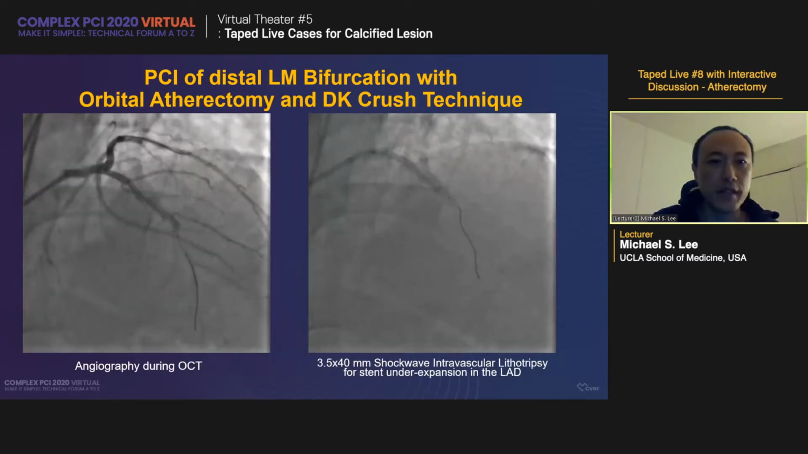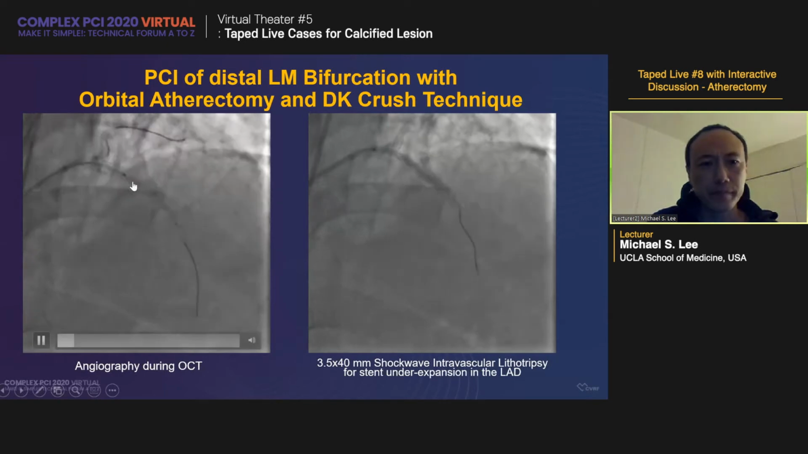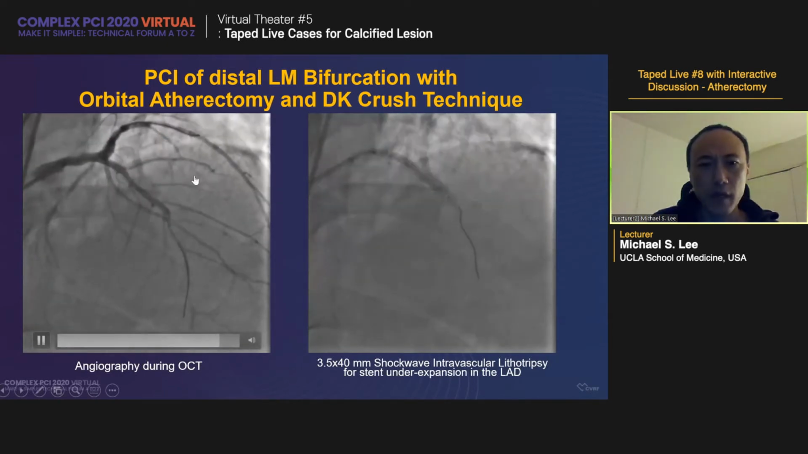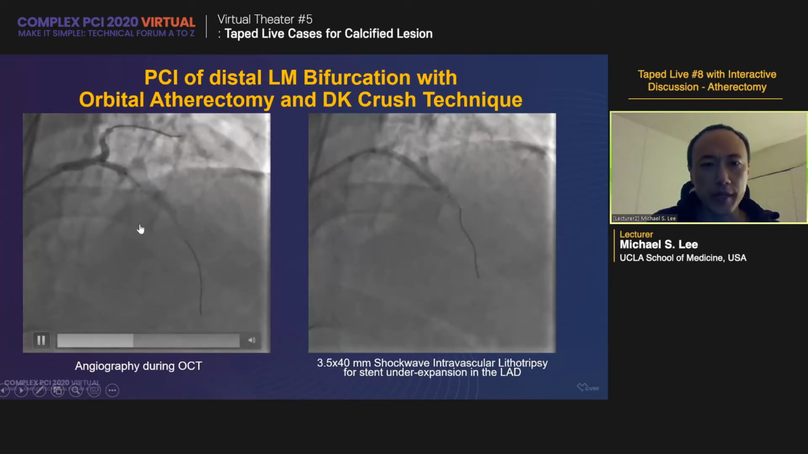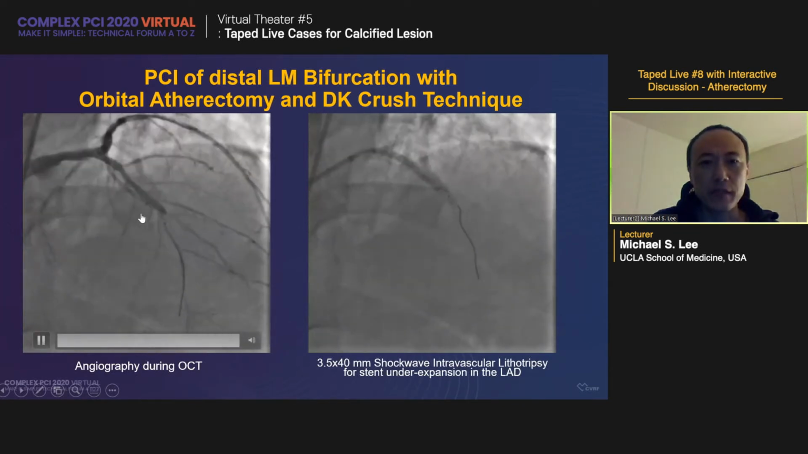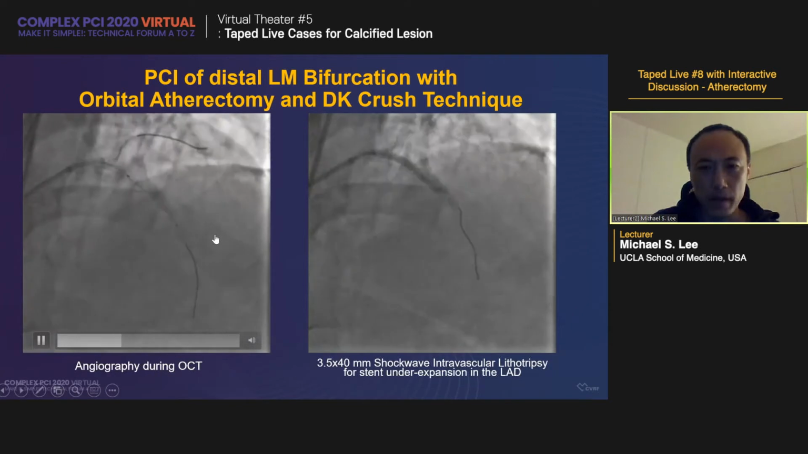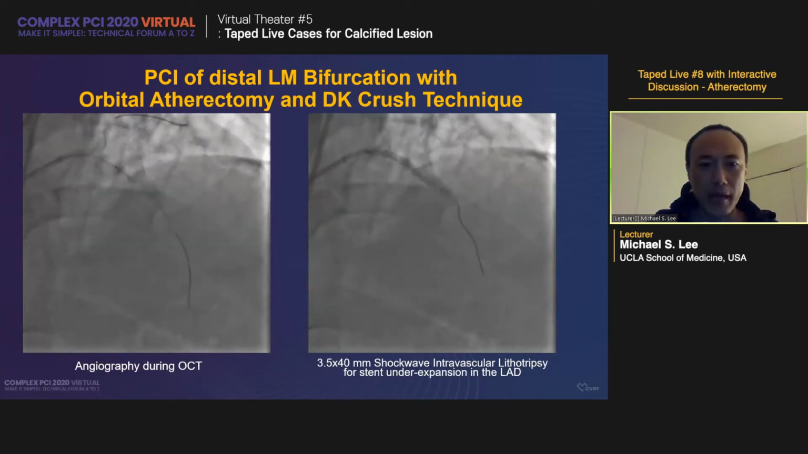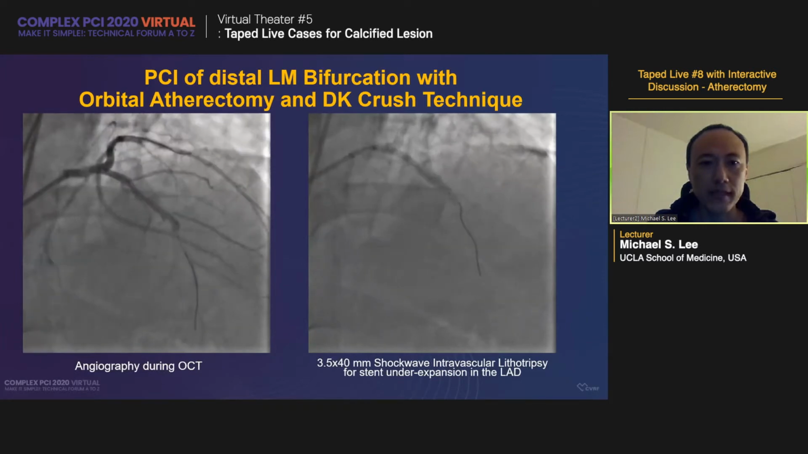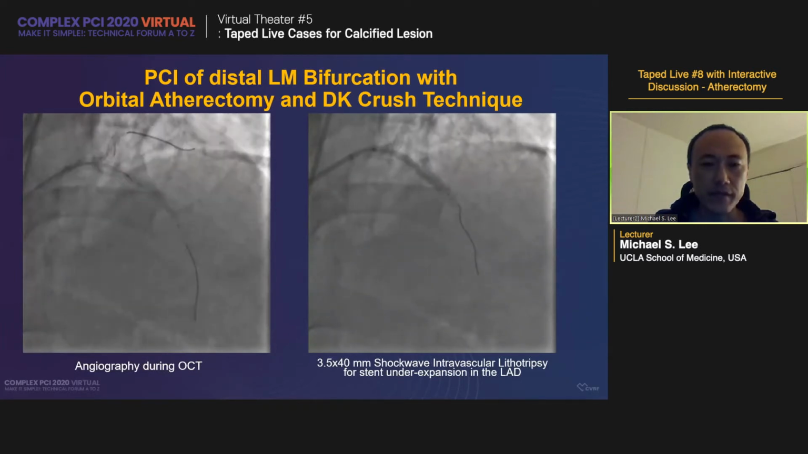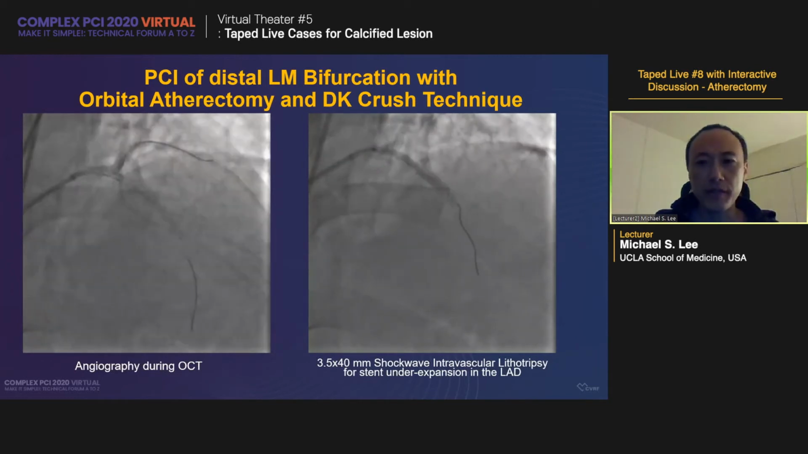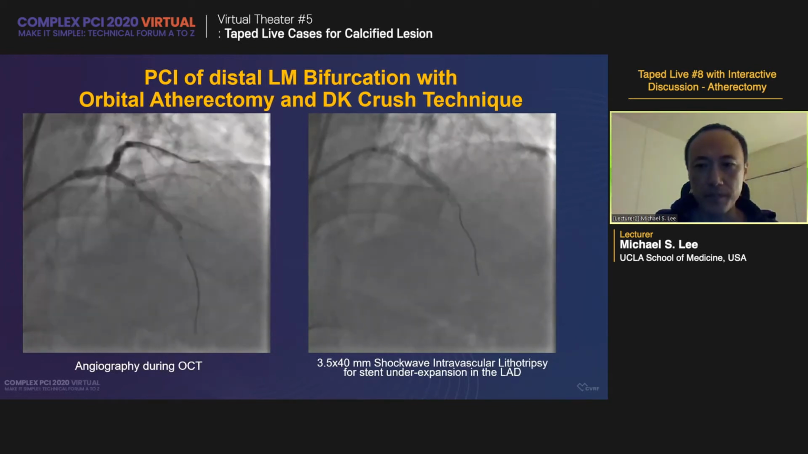So we did OCT, and you can see the OCT run, and the catheter was moving back when we did OCT. What we noticed was that despite doing orbital atherectomy, the stent was still not fully expanded. Despite using NC balloons, we were not able to adequately post-dilate and get full optimization of stents in the proximal LAD. So we used another device to further expand the stent.